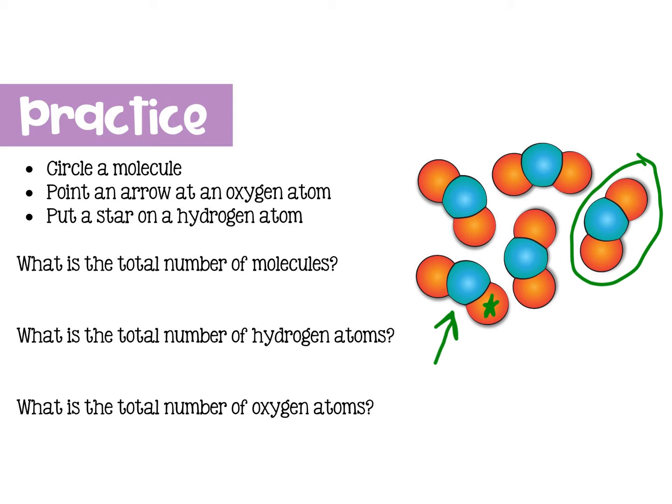So, what is the total number of molecules? If we count, we have 1, 2, 3, 4, 5 molecules. Now, let's try counting the total number of hydrogen atoms. Well, there are 1, 2, 3, 4, 5, 6, 7, 8, 9, 10 hydrogen atoms. Now, let's try counting the number of oxygen atoms. There are 1, 2, 3, 4, 5 oxygen atoms.